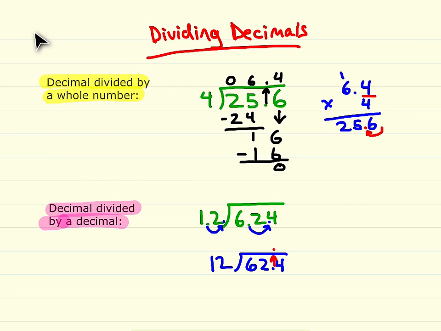and divide like normal. 12 goes into 6 0 times. 12 goes into 62 5 times. 5 times 12 is 60. Subtract, we get 2 left over. Bring down the 4. 12 goes into 24 2 times. That equals 24. We get 0 left over.